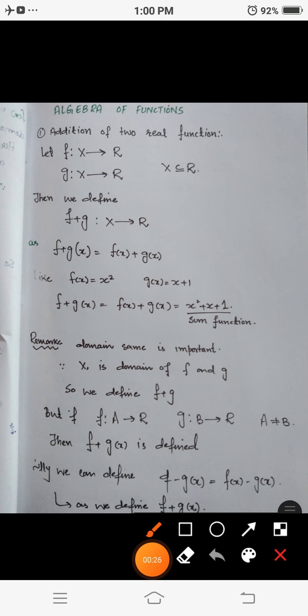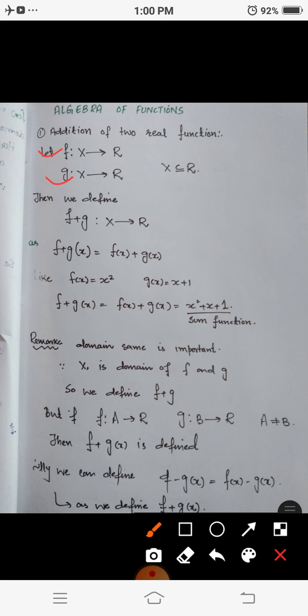Now if we have two functions, let's assume f and g, where f is a function from X to R, where X is the domain, or simply a subset of R, where f is defined. Similarly, g is a function from X to R. So this means we have two functions with the same domain, and both are real valued functions.